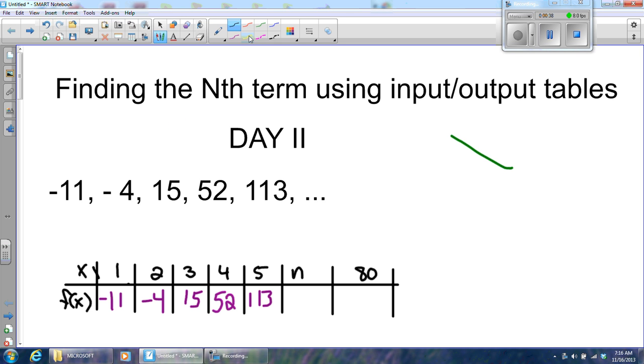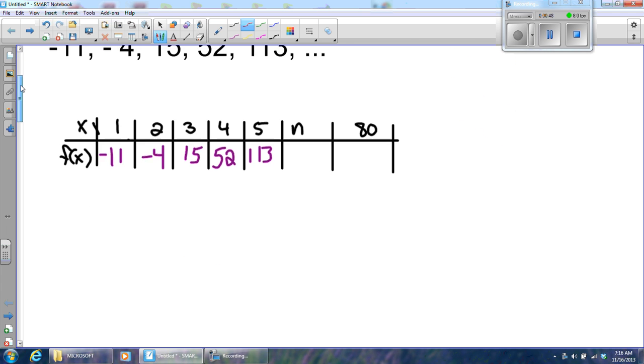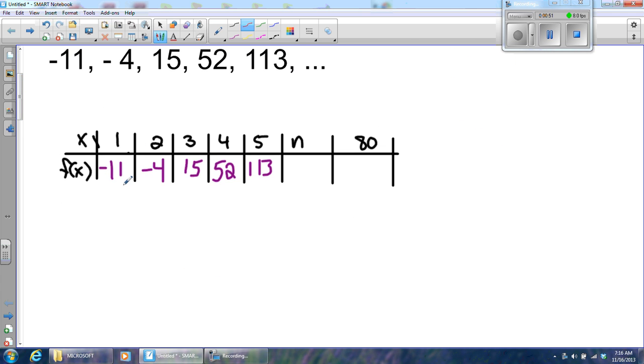All right, so let's see here. Finding the nth term, right? And remember, over the weekend and Monday in class, we took a series of numbers like -11, -4, 15, 52, and 113, and we put them in an input-output table. And then we noticed, hey, I'm adding 7, and here I'm adding 11. Oh, no, not 11, excuse me. That's much more than 11, isn't it? Let's see, that would be 19. Yeah, silly me. Plus 19.